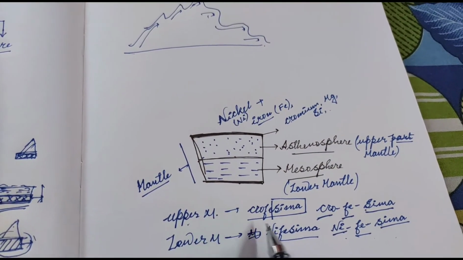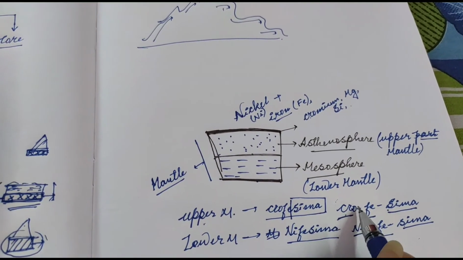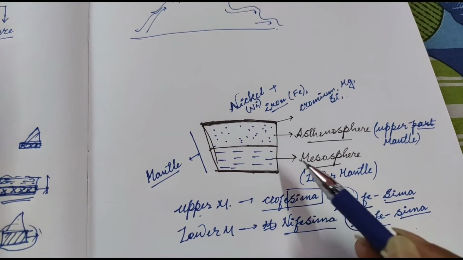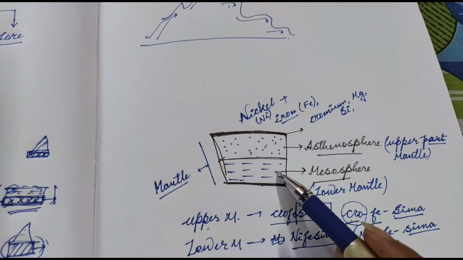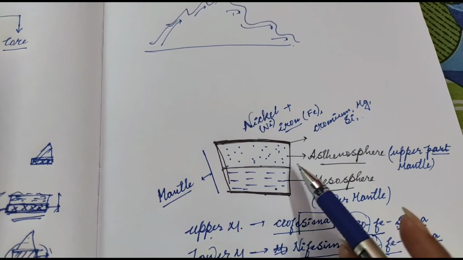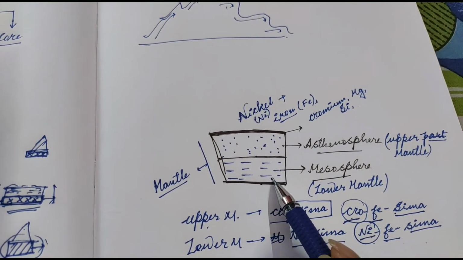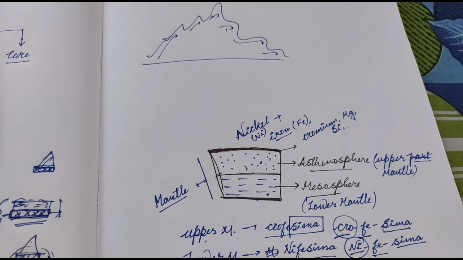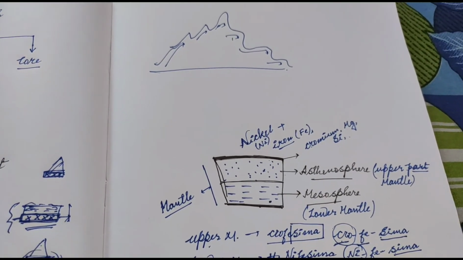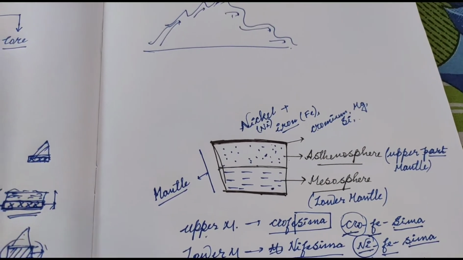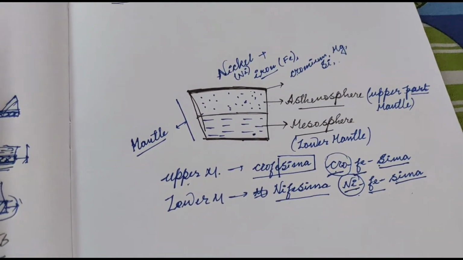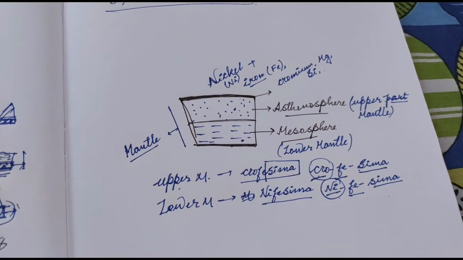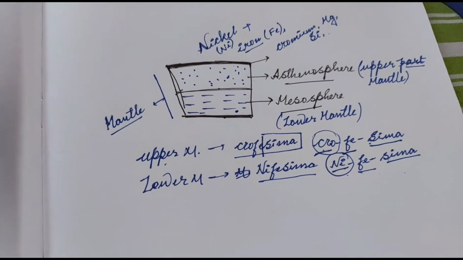So why is chromium in the upper part? Because chromium is lighter than nickel, and nickel is much heavier than chromium. So nickel is in the lower mantle part and chromium is in the upper mantle part. This is Crofesima and Nifesima. That is the mantle. In the mantle there is also something between these layers, the discontinuities, which I will tell you later.